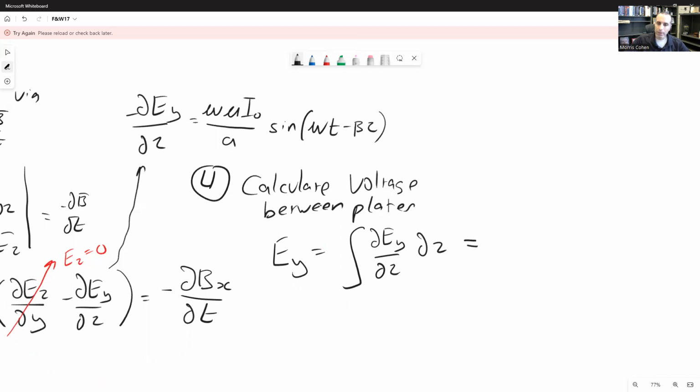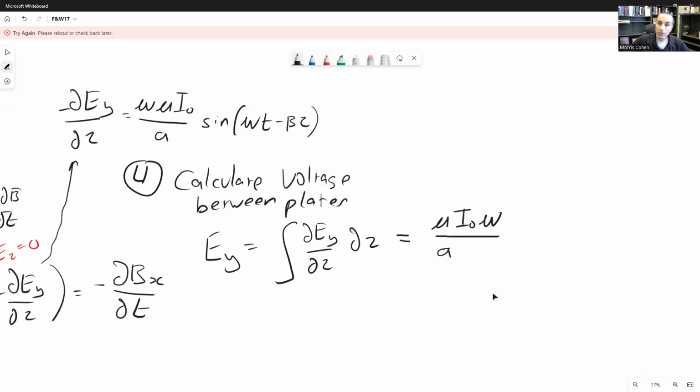And it works out to be the following. Ey equals mu times I0 times omega divided by A. And the sine becomes a cosine, right? So there's a cosine of omega t minus beta z. I'm going to put a minus sign here because the integral of a sine is a negative cosine.